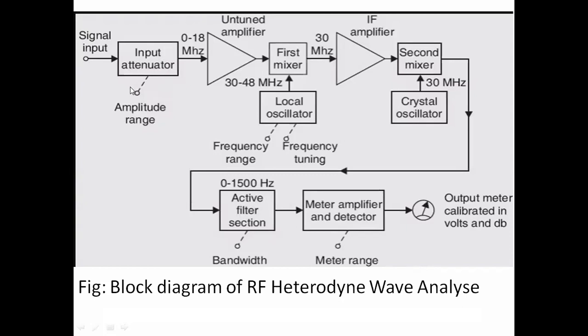Suppose the applied input voltage is very high. To reduce that amplitude, we have a knob on the front panel, using amplitude range adjustment, so we can choose the amplitude of the input signal. This is nothing but a combination of resistors, in different stages.